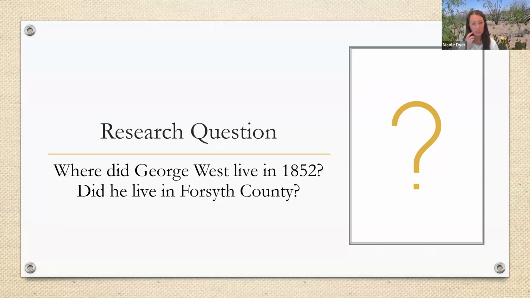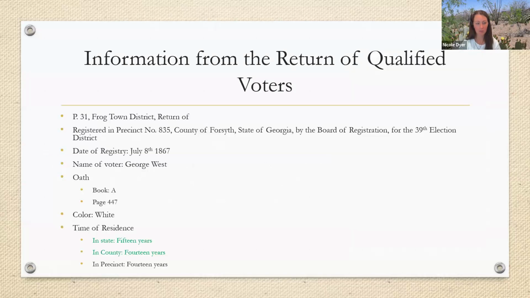So to turn that information into evidence, we need to apply a research question. And our research question is, where did George West live in 1852? Did he live in Forsyth County? So from this record, we get some information and pulled it into a transcription here. The name of the voter is George West. And here's the relevant information. Now, is the place where he resided relevant to the question of where he lived in 1852? So 15 years prior to 1867 would have been 1852, and it's saying that he lived in the state of Georgia 15 years ago in 1852. So that is relevant.